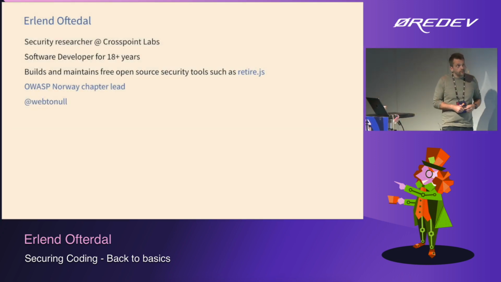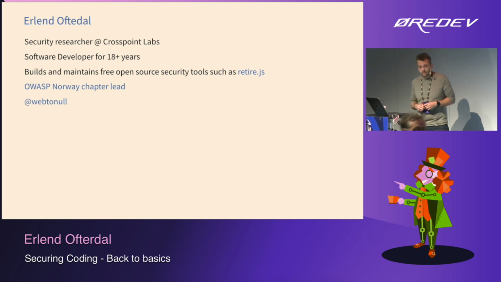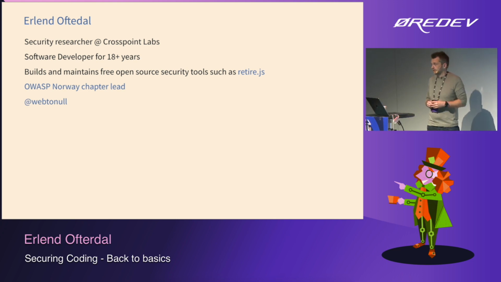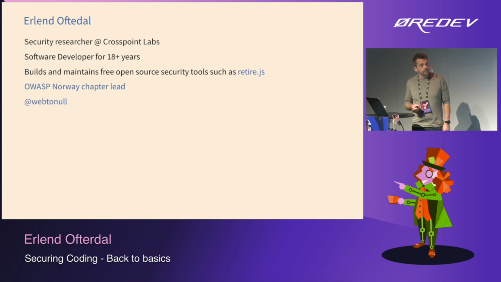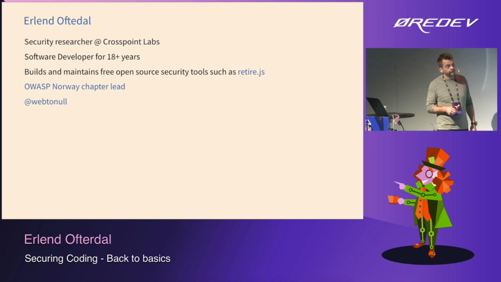So who am I? I'm Erlend. I have worked as a developer for well over 18 years. Some of the experience I'll talk about today is from a project I worked on for several years, where I was both a developer and a DevOps person and all kinds of stuff. I also do a little bit of open source security tooling. I built a tool called Retire.js, so some of you might have heard of that. And I'm also involved in OWASP in Norway.